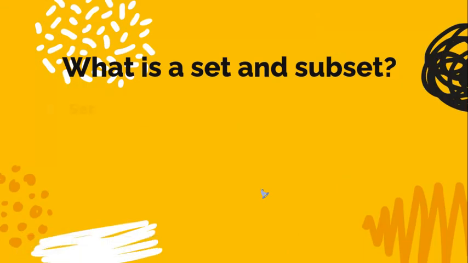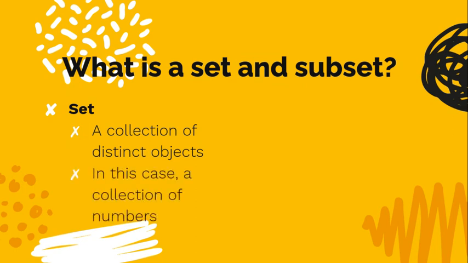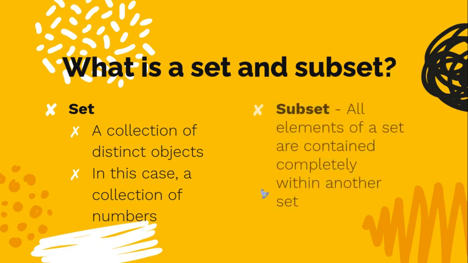So a set is a collection of distinct objects. In this case, what we're talking about is a collection of numbers. That's all a set is, a collection of numbers. A subset is all of the elements that are contained completely within another set. So there are two different sets, and one set is contained completely within another set. We're going to go over some examples coming up.